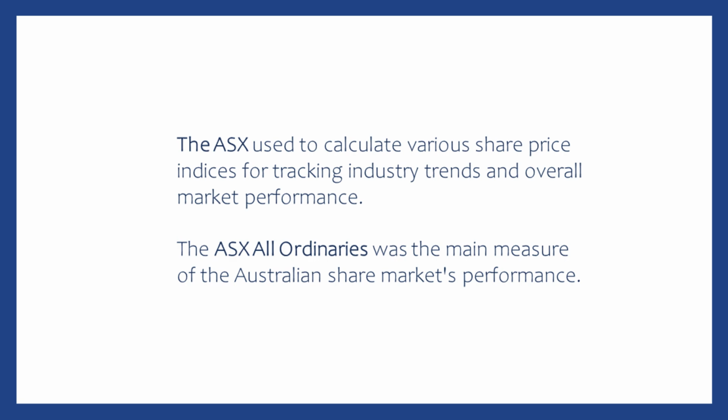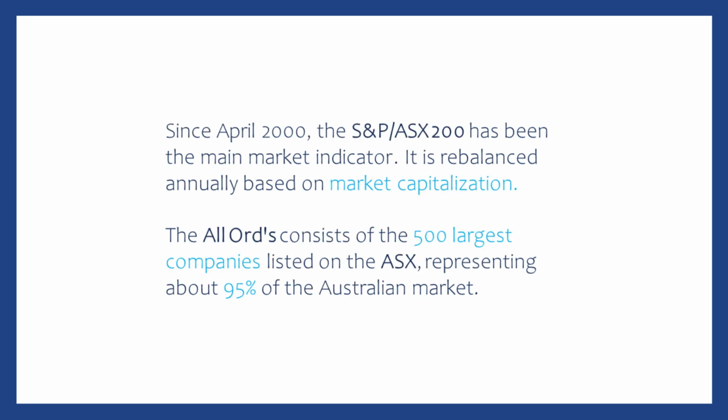The ASX All Ordinaries, or All Ords, used to be the main measure of the Australian share market's performance. However, since April 2000, the S&P ASX 200 has become the main market indicator. The All Ords consists of the 500 largest companies listed on the ASX and represents approximately 95% of the Australian market. It is rebalanced annually based on market capitalisation.